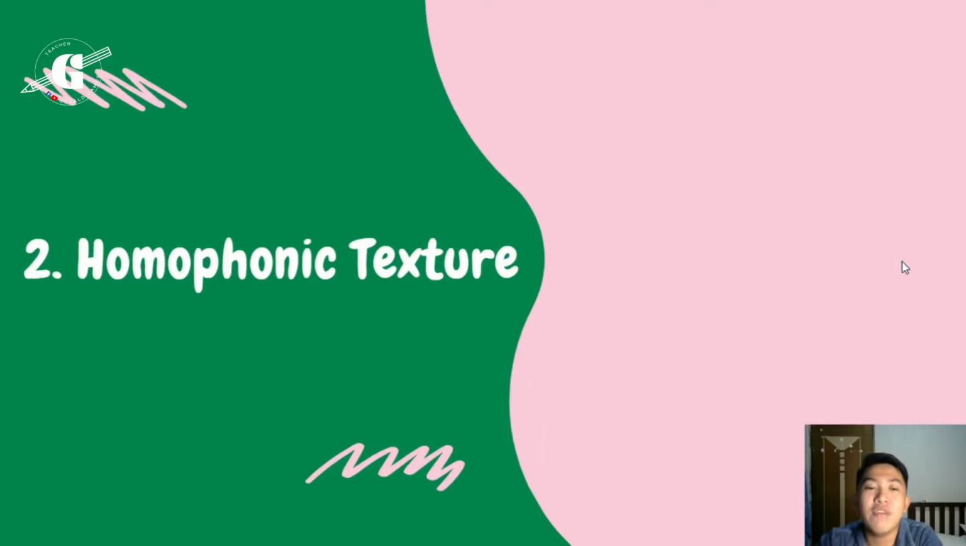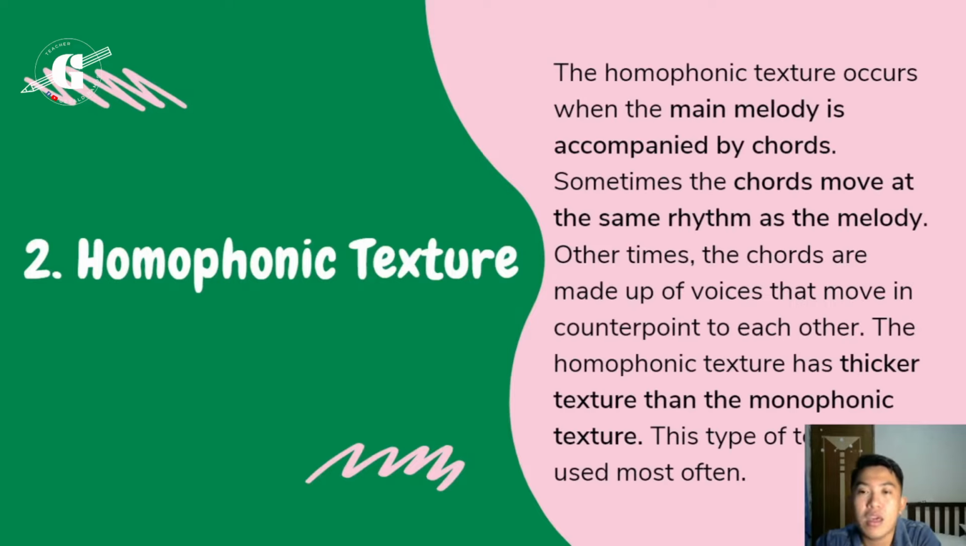Next, we have here homophonic texture. The homophonic texture occurs when the main melody is accompanied by chords. Sometimes, the chords move at the same rhythm as the melody. Other times, the chords are made up of voices that move in counterpoint to each other. The homophonic texture has thicker texture than the monophonic texture. This type of texture is used most often.